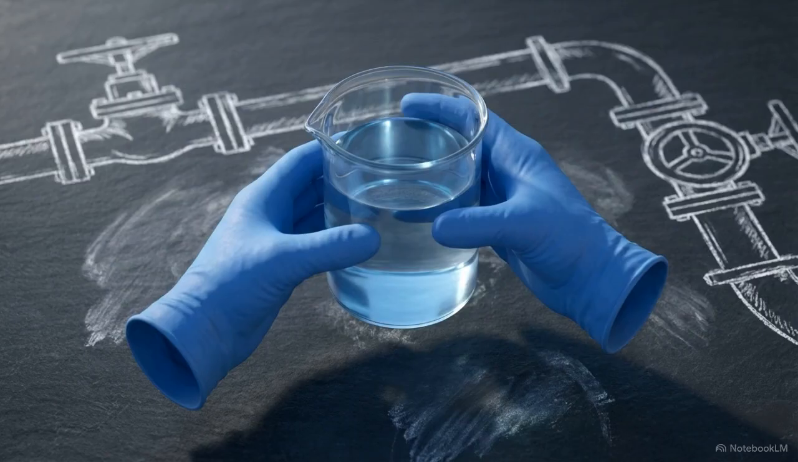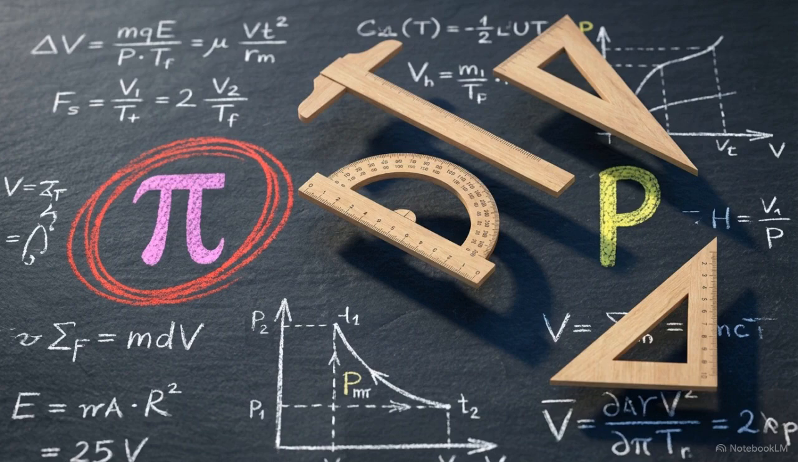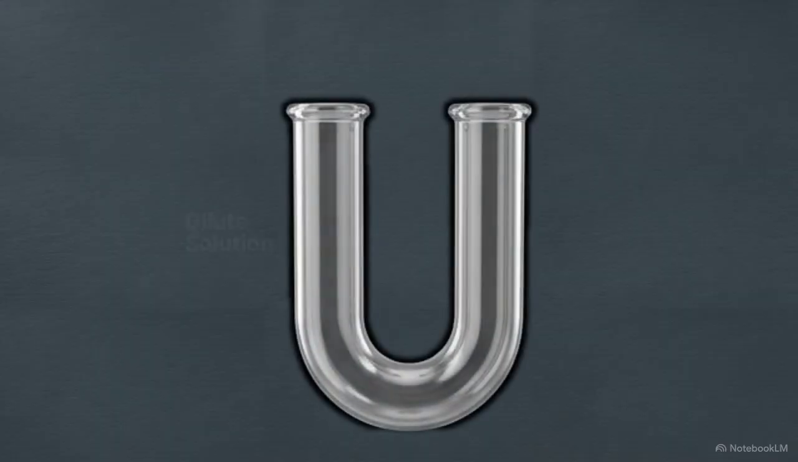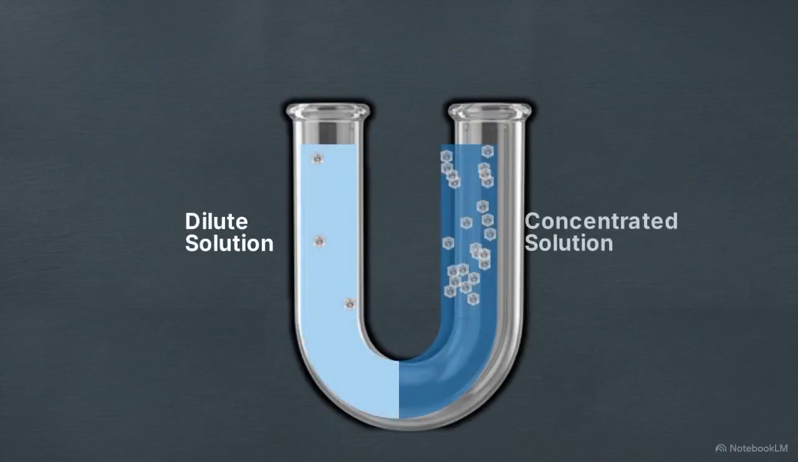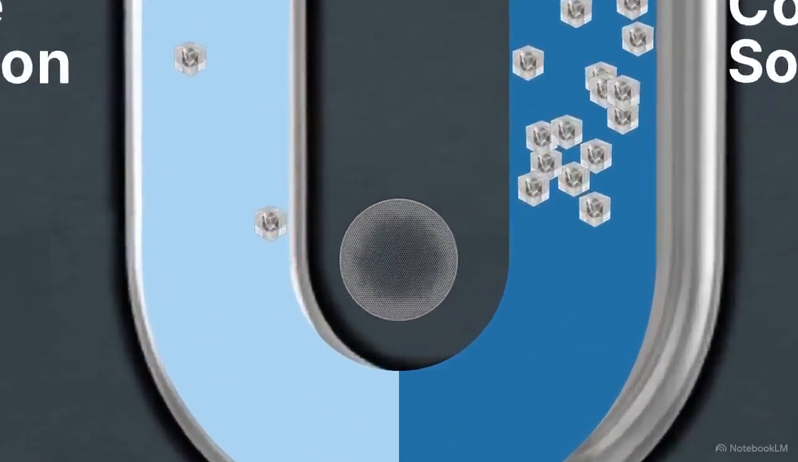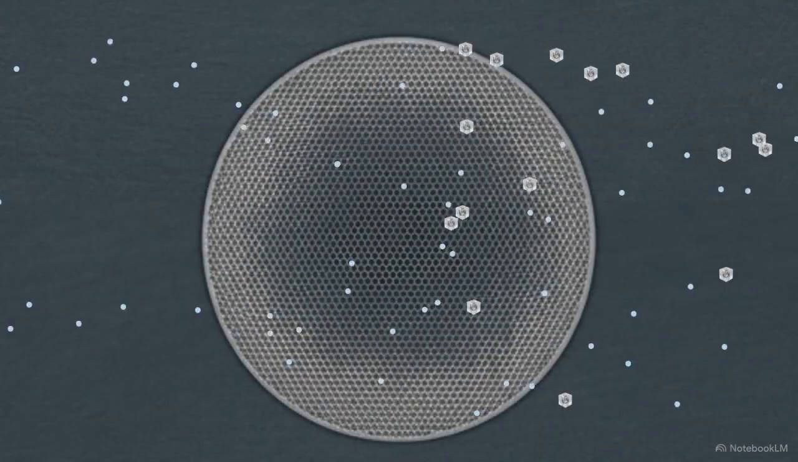To build those large-scale systems and secure fresh water, engineers first had to translate nature's intrinsic drive for equilibrium into a strict mathematical formula. To isolate this mechanic, we can use a standard thermodynamic model. This diagram shows a glass U-tube. On the left is a dilute solution. On the right is a highly concentrated solution, separated at the base by a semi-permeable membrane.